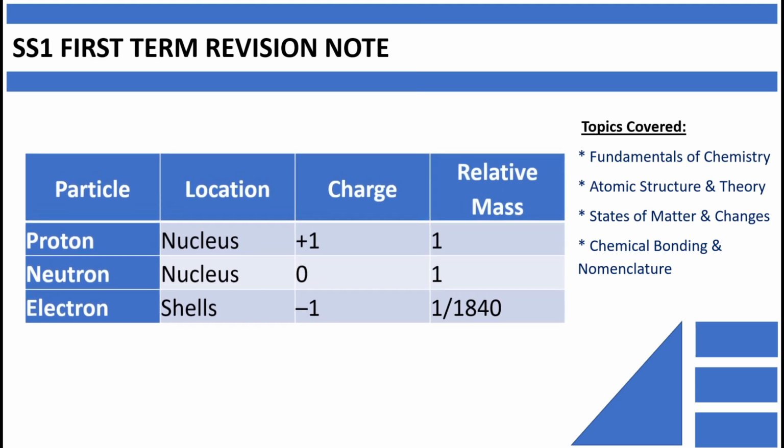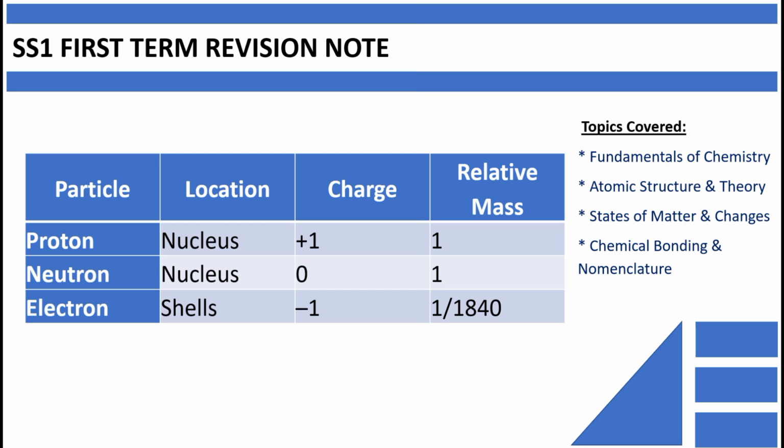The charge of the proton and electron is +1 and -1 respectively, but the neutron is said to be 0. The relative mass of proton and neutron is said to be 1, but that of the electron is said to be 0.005. You have to know this. It's very, very important and crucial.